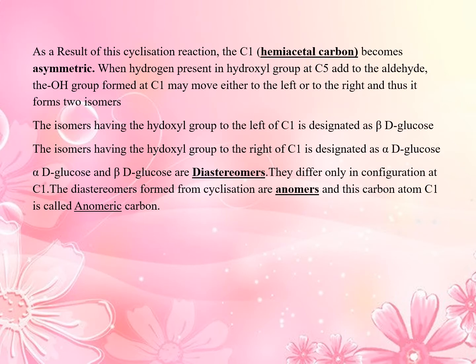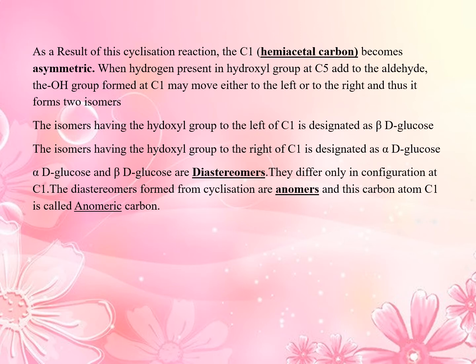As a result of the cyclization reaction, the C1 hemiacetal carbon becomes asymmetric. When the hydrogen of the hydroxyl group at C5 adds to the aldehyde, the OH group formed at C1 may move either towards the left hand side or the right hand side. Thus we get two isomers. The isomer having the hydroxyl group to the left of C1 is designated as beta D-glucose. The isomer having the hydroxyl group to the right of C1 is designated as alpha D-glucose.